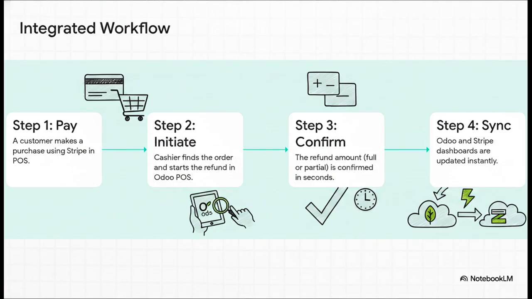Okay, so it starts with a normal Stripe payment, just like always. But now, when a refund is needed, your cashier just finds that original order right inside Odoo POS. No more switching tabs or logging into other websites. They start the refund, they confirm the amount, whether it's the full amount or just a part of it, and they hit confirm. And that's literally it.